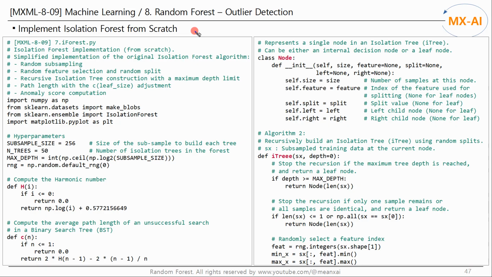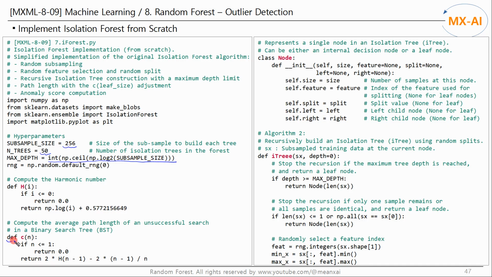Now that we understand the 3 algorithms presented in the paper, let's implement IsolationForest from scratch and compare the results with scikit-learn's IsolationForest model. This implementation is based on the algorithms we just discussed. We set the subsample size to 256, and we specify the number of isolation trees as 50. The maximum depth of each tree is computed using the formula we saw earlier.